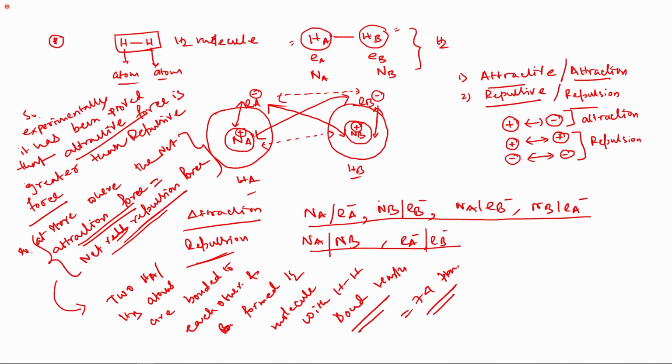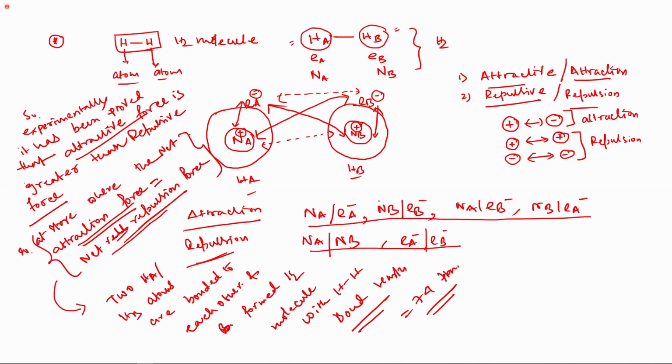Another thing is that Hb also has the nucleus Nb and the electron B. So when these two hydrogen atoms come close to each other, there are several attractive forces and several repulsive forces. What is the attractive force and what is the repulsive force? When there are positive and negative charges, there is attraction, and positive-positive and negative-negative, there is repulsion. So these are the attractions, these are the repulsions.